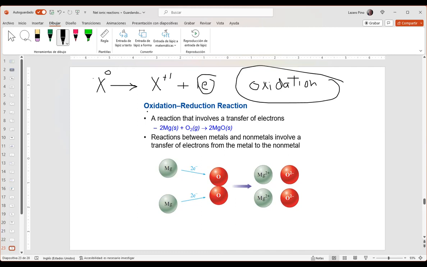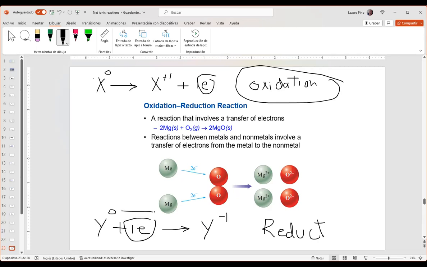In order to have oxidation, we need reduction. And then it will be another atom that is in the atomic form and will gain that one electron, and then it will make an anion or will reduce the oxidation number. Then reduction is when electrons are gained and the oxidation number is reduced.